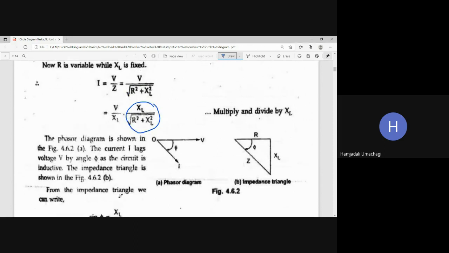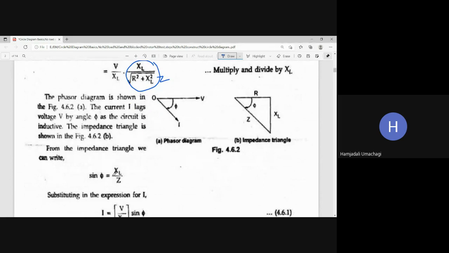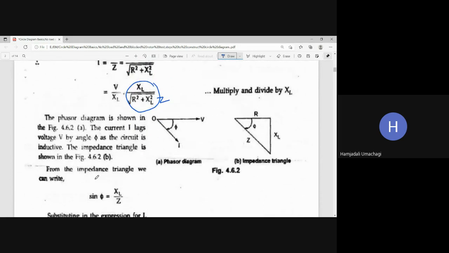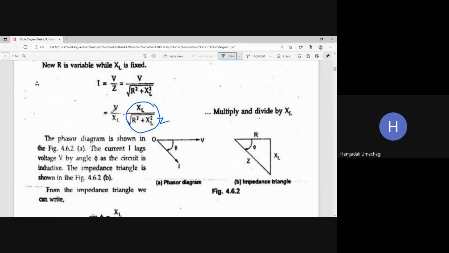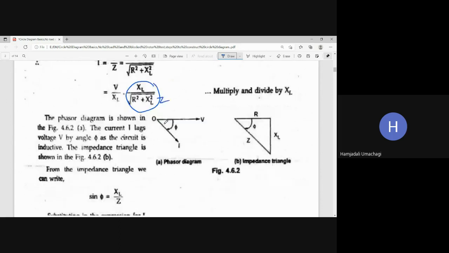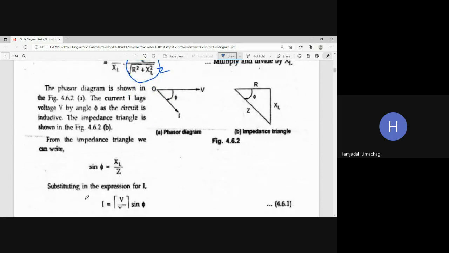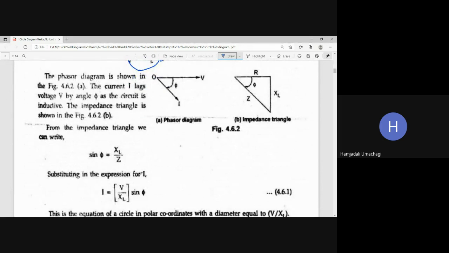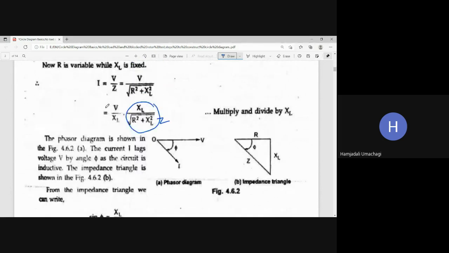Now if you see this equation, XL divided by the square root of R square plus XL square, the denominator part is simply Z. So this becomes XL by Z, and XL by Z is nothing but sine phi. So the equation changes to current I equal to V by XL into XL by Z, where Z is the square root of R square plus XL square. Substituting in the expression for I, we get I is equal to V by XL.